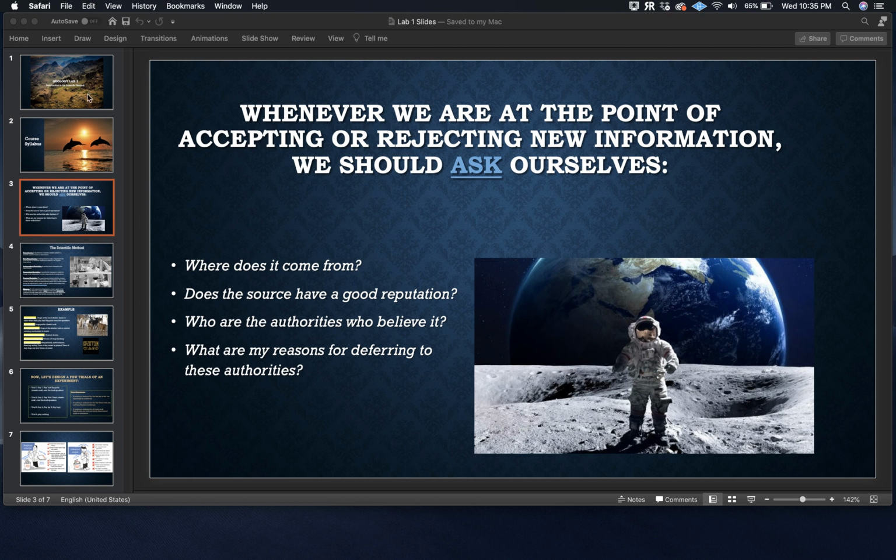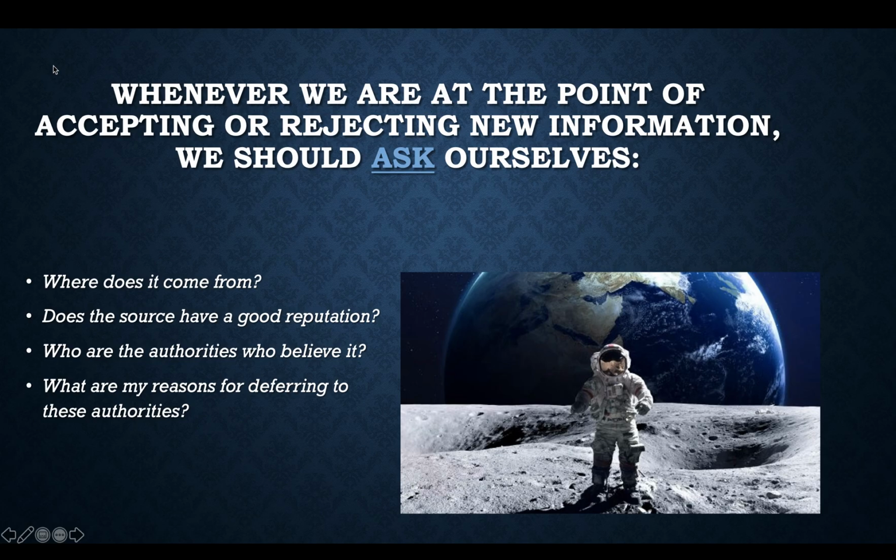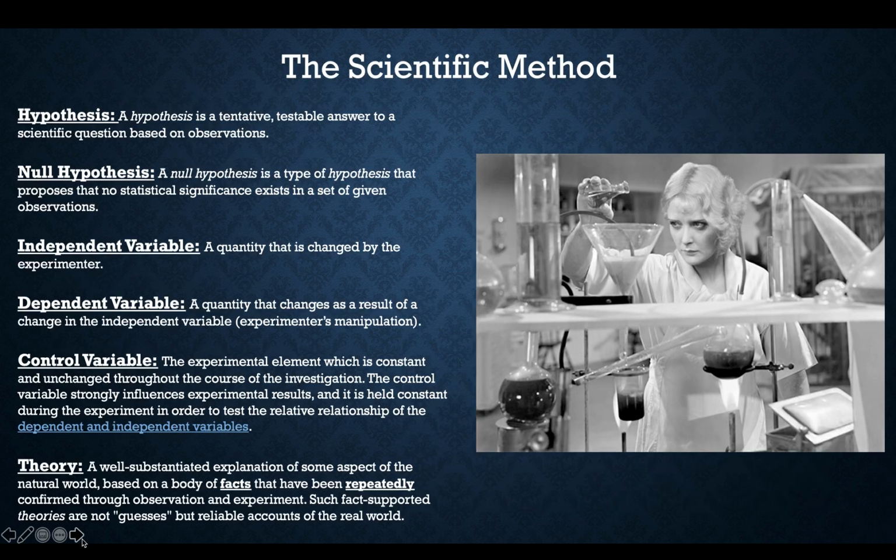So we have to ask ourselves those questions first. We need to understand, where is this information coming from and why do I defer to it? So the scientific method contains several different variables. And in your first lab, you will be looking at a series of observations. And through each of these, you will list the hypothesis, the independent variable, etc. for your experiment. So let's go through each one of these.